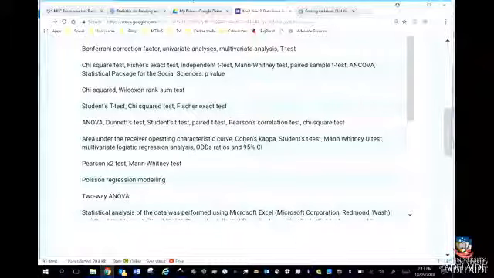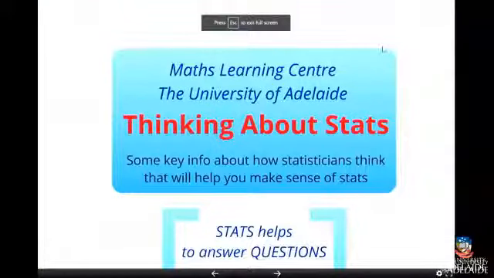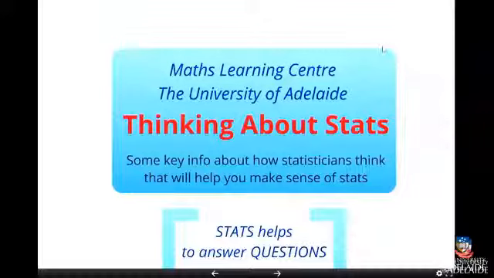So the first thing I want to do is talk about some stuff that will hopefully make everything make some sense. I can't launch straight into what those statistical procedures are yet, because I need to give you some information about how statisticians think that will help make sense of everything. So that's what I'm going to do first.